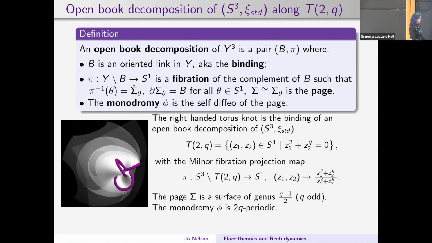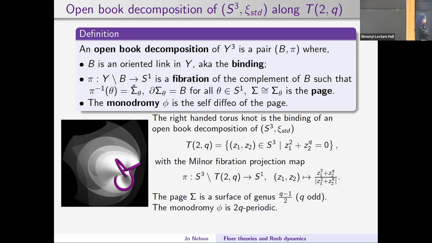So T(2,Q) can be realized as the set of points in S^3 where z1 squared plus z2 to the Q is 0. And then you get a Milnor fibration projection map just by taking the argument. And the page is going to be a surface of genus (Q minus 1) over 2, where Q is odd. So that allows you to realize all surfaces of arbitrary genus.